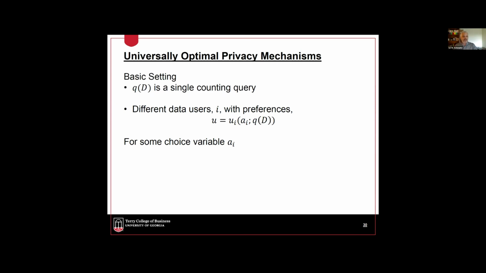So the basic setting is, again, I'm going to think about this in the context where we have a single counting query. So we have a data set and we want to, say, count the number of entities in the data set that satisfy some criteria, like individuals who are unemployed. And then we have different data users, i, who all have potentially different preferences. So their preferences depend on some choice variable, some action that they're going to take, A_i, and the true value of the counting query, or the true state of the world.